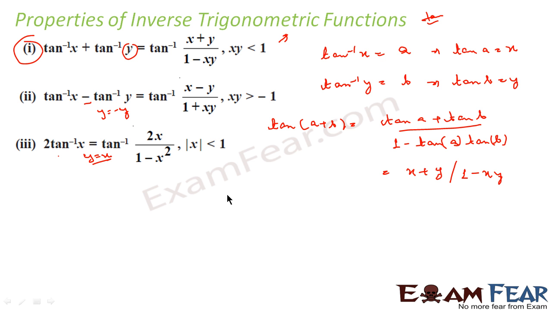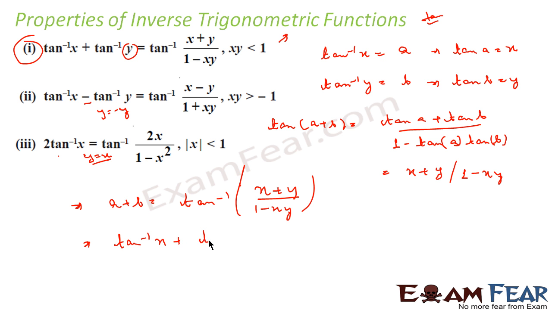Or I can say that a plus b is nothing but tan inverse of x plus y by 1 minus xy. What is a? A is nothing but tan inverse x. B is nothing but tan inverse y. So tan inverse x plus tan inverse y is nothing but tan inverse of x plus y by 1 minus xy, and that is my proof. What we have done is just used the formula tan of a plus b is equal to tan a plus tan b by 1 minus tan a tan b to prove this inverse trigonometric function, that tan inverse x plus tan inverse y is equal to tan inverse of x plus y by 1 minus xy.